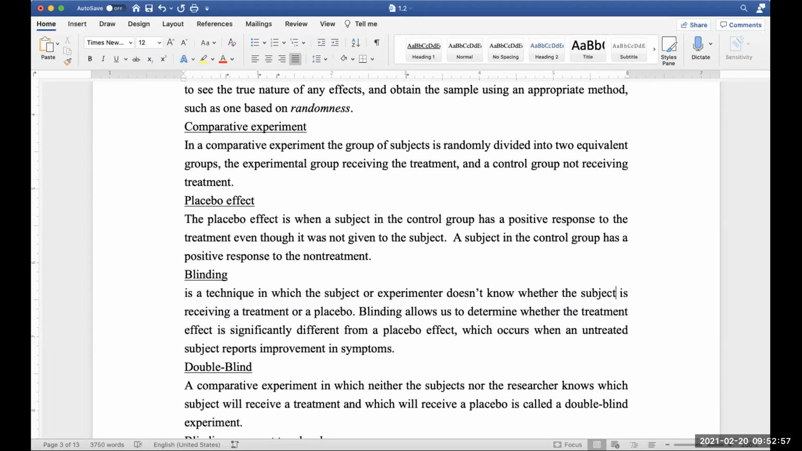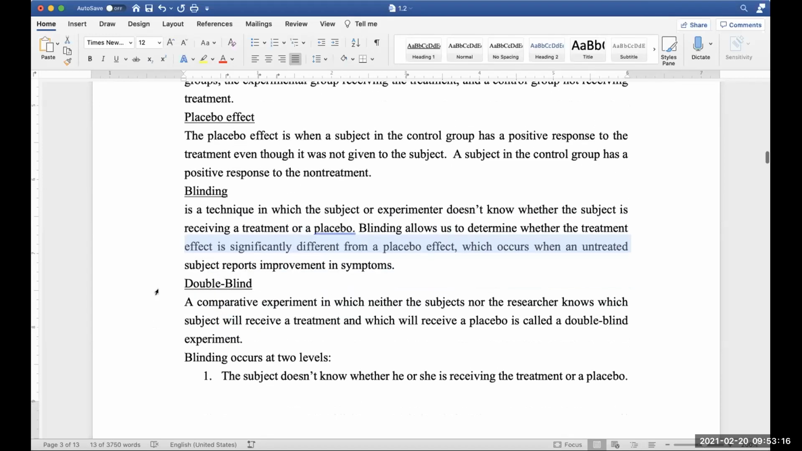So blinding is a technique in which the subject or the experimenter doesn't know whether the subject is receiving a treatment or a placebo. So blinding allows us to determine whether the treatment effect is significantly different from the placebo effect, which occurs when the untreated subject reports an improvement in symptoms.